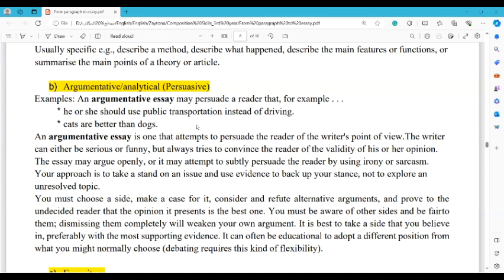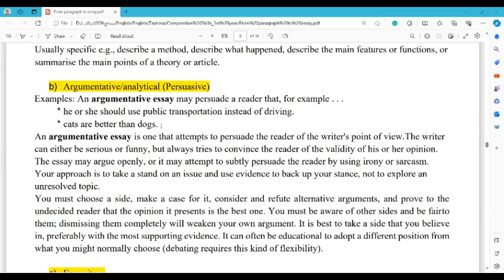For example, I might persuade you that cats are better than dogs. Or I might convince you that technology has bad effects on human beings.